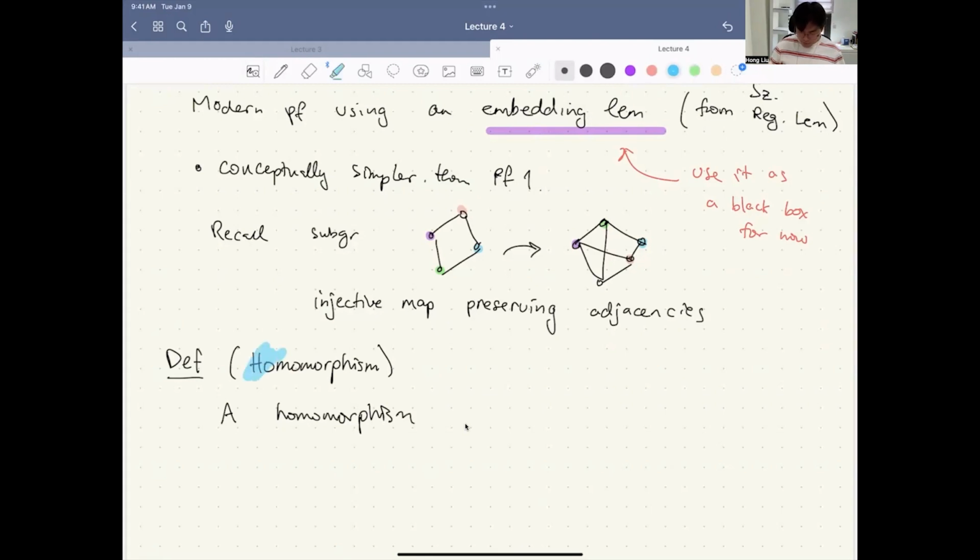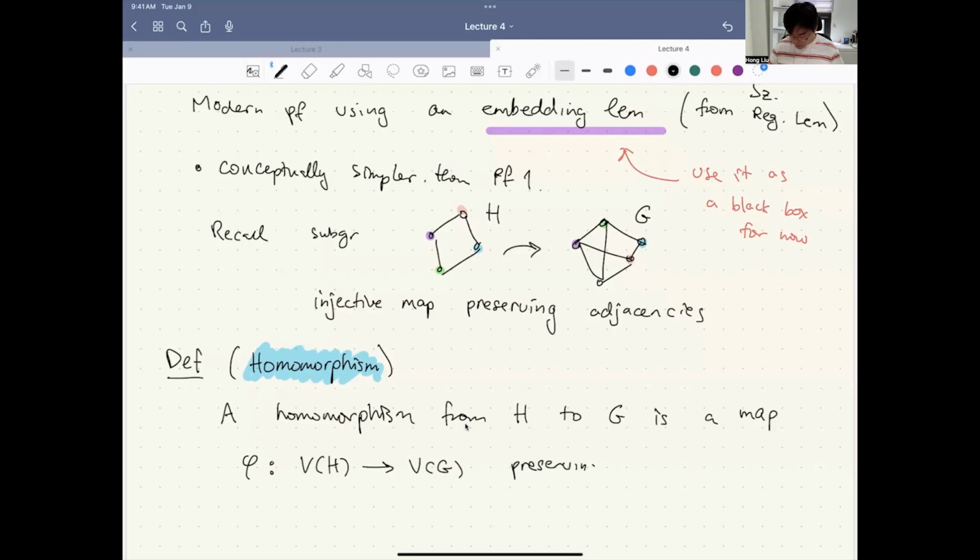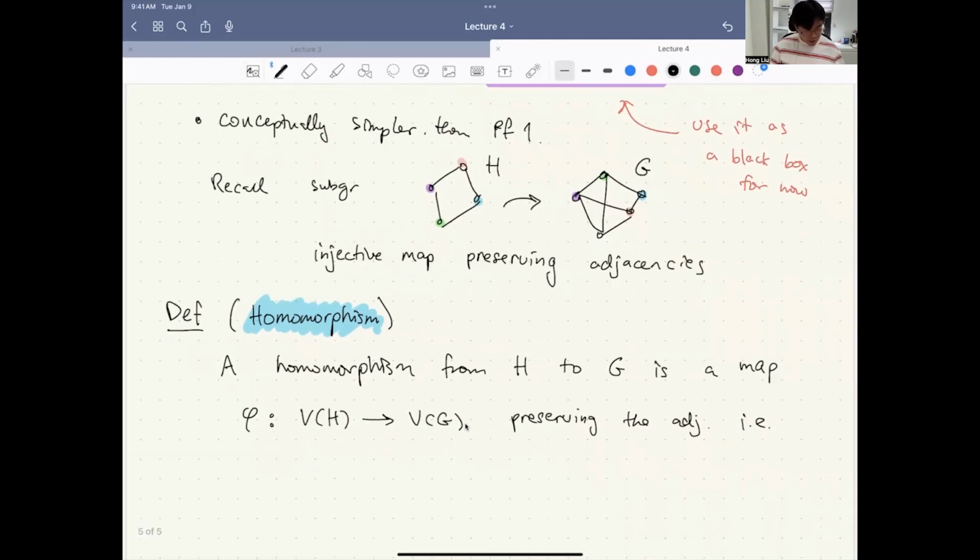A homomorphism from a graph, let's say this is H, this is G, from a graph H to a graph G is a map, so we don't require injectivity, let's say, a map phi from V of H to V of G, preserving the adjacencies, i.e., for any UV, if it's an edge of H, then its image, phi U, phi V, together must also be adjacent in the target graph G.